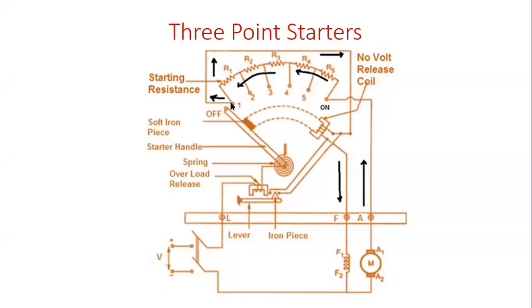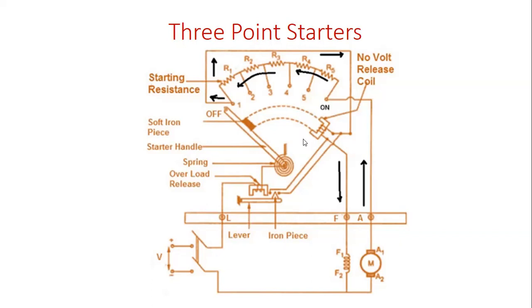We have to move the handle of the starter from the off position to position 1, right? If it moves to position 1, what happens? All the resistance will be counted in the circuit, so the starting resistance will be very, very high, and the motor speed is very, very low here. Now, to increase the speed of the motor, I move the handle from position 1 to position 5 and then to the on position. So now the handle is moved from the off position to the on position, right?